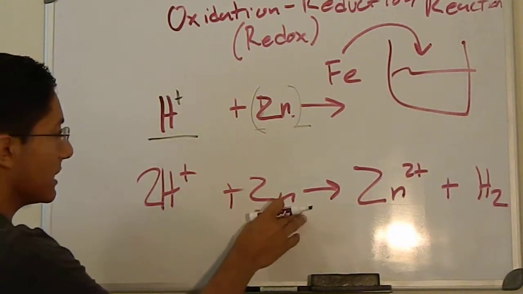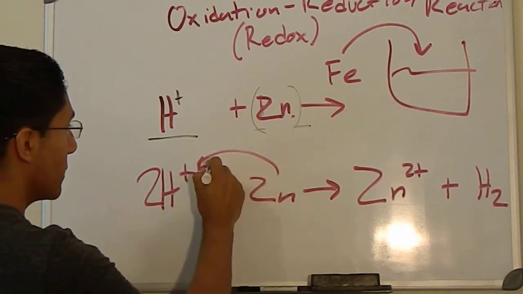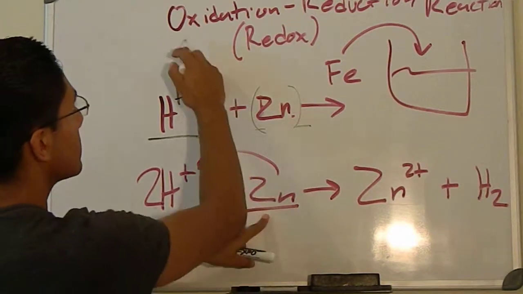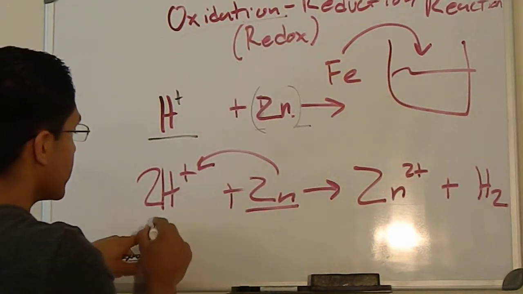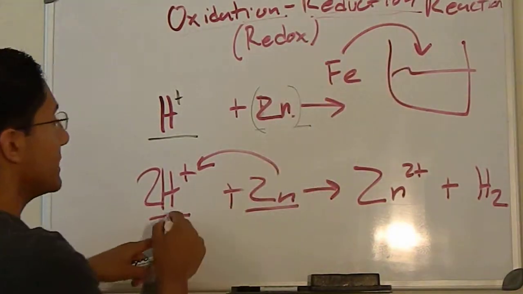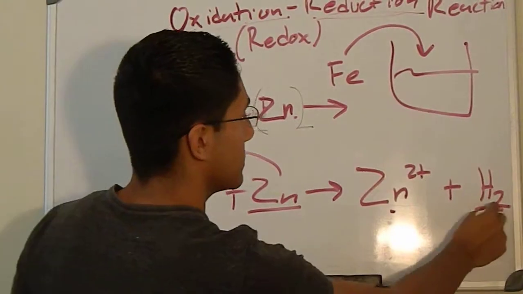So this zinc lost 2 electrons and gave them this way. This zinc was oxidized. It lost electrons, oxidation. And this hydrogen was reduced. Reduction, it gained them. And you got zinc ion and hydrogen gas.